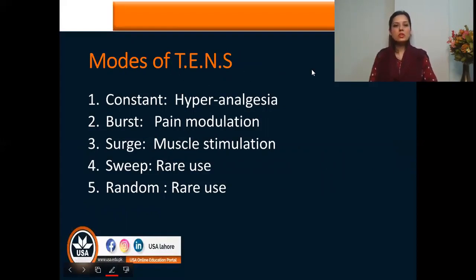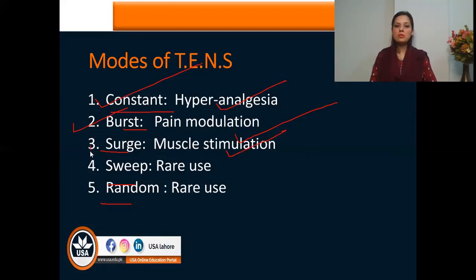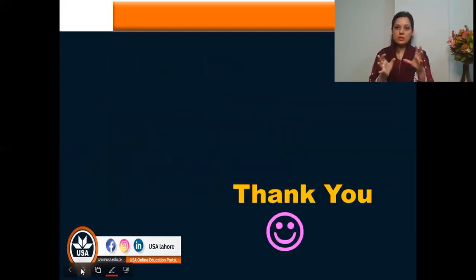And with this, I'm going to close the session on modes of TENS. There are different modes of TENS: constant, burst, surge, sweep, and random. Depending upon the mode, we have different effects. So we may use them accordingly if we want to modulate the pain. The best one is burst. If we want to get hyperalgesia, we may move with this mode. If we want to stimulate, we may use this mode. And we also want to use this mode in order to avoid the accommodation property, which we are going to study in medium frequency currents. And random mode is actually going to have a mixture of all these types of modes.